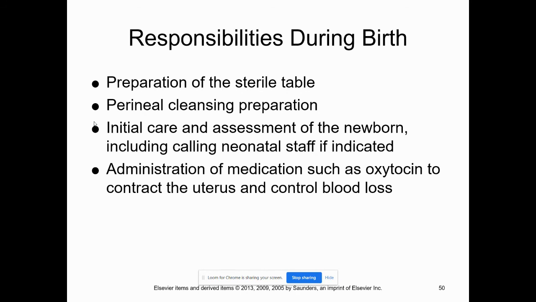We are responsible for cleansing the perineum, for doing the initial care and assessment of the newborn. At Mercy, there is a dedicated nurse called a transition nurse who is assigned at the start of each shift so that the mom can have her own nurse, and then when the baby is born, the baby has the transition baby nurse. We also are responsible for the administration of medication such as oxytocin, which is a medication that works like our hormone Pitocin to contract the uterus and control blood loss.